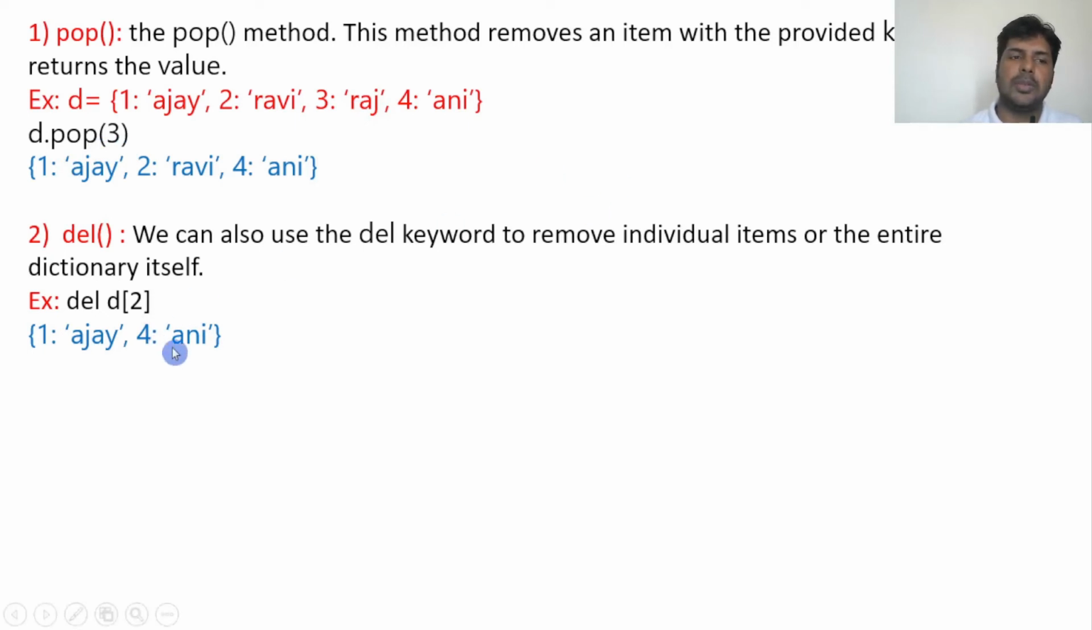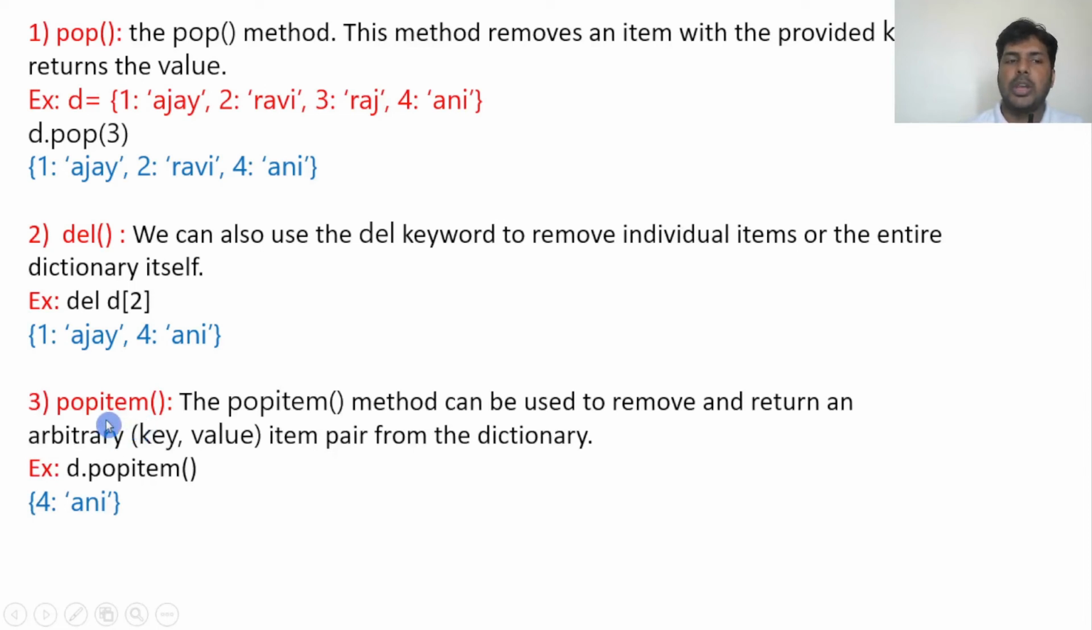Same way we have popitem. Okay, in popitem, we don't specify any key. What it will do is remove the last element. For example, 1 Ajay is there, 4 Annie is there, so it will remove the last element. If I say d dot popitem, it will show which element it is. See, this is not the remaining output, it is the element which is removed. Don't get confused.